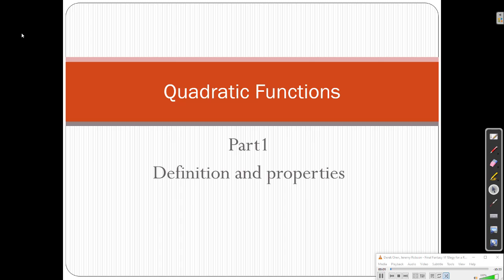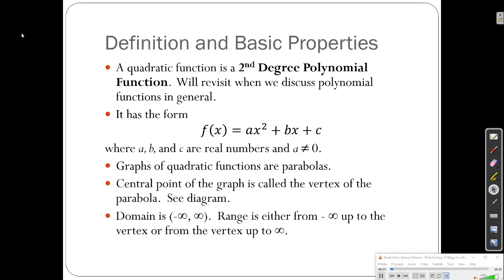Welcome to College Algebra. Today we're going to talk about quadratic functions. I think this video will be broken down into two parts. We'll start off by just defining them, talking about some of their properties and notation. So, a quadratic function is a second-degree polynomial function.